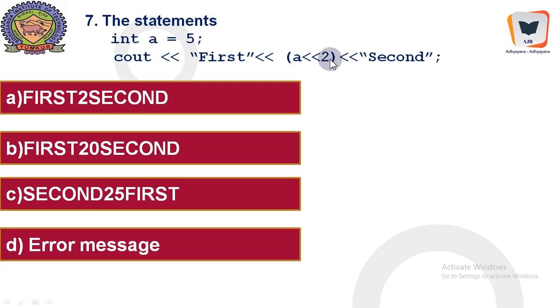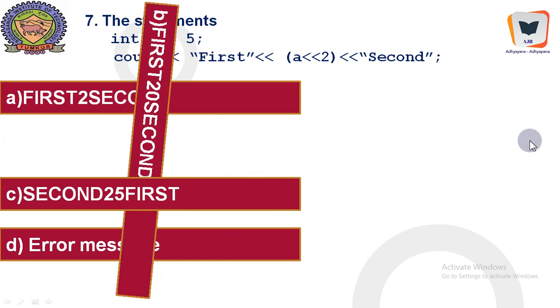Therefore 2 to the power of 2 is the multiplicand, so it will be multiplied by 4. Therefore we should get first, then 20, and second. Okay, B should be the correct answer.